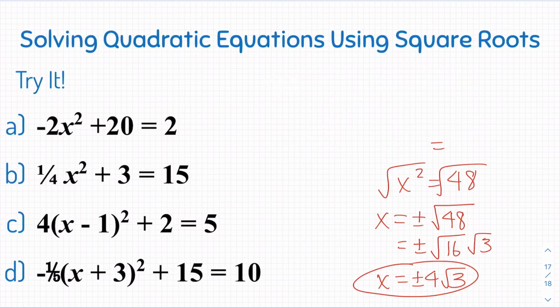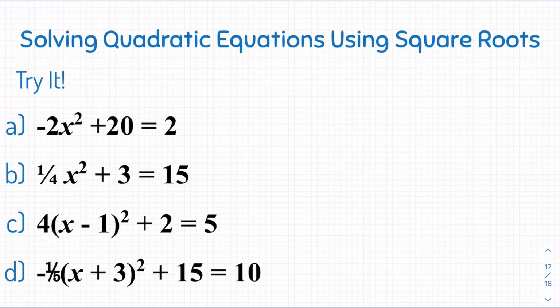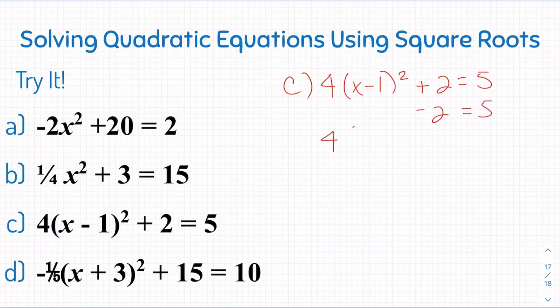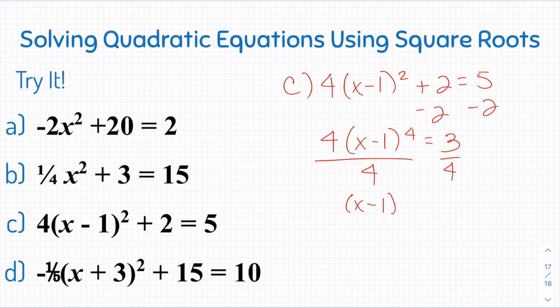Now take a second for yourself and go ahead and try C. Okay, so in C, I'm going to subtract 2. That doesn't make sense. Subtract 2. I get 3. Then I divide by 4. And I get x minus 1 squared equals 3/4.